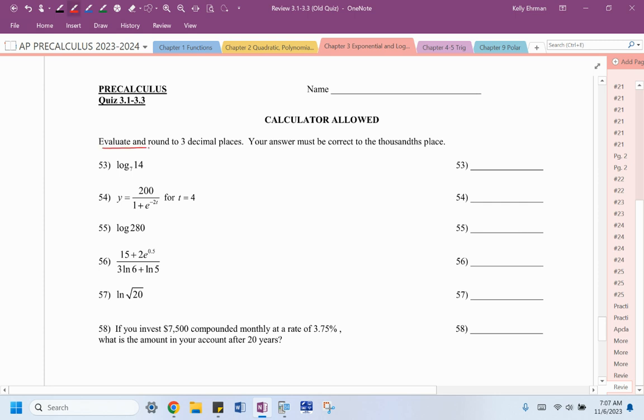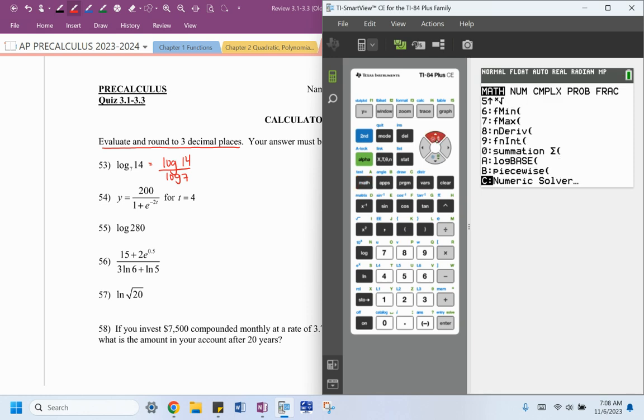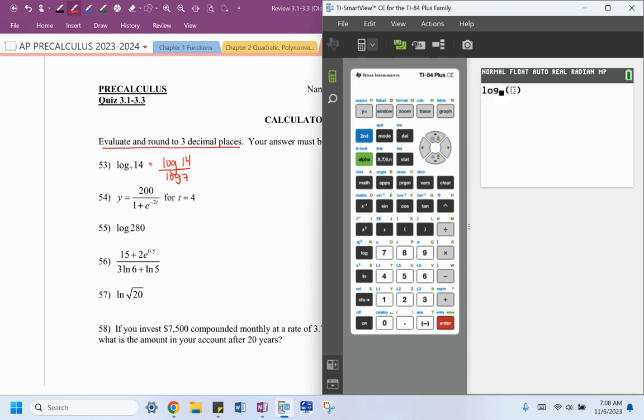So evaluate and round to 3 decimal places. I can use change of base for this, log of 14 over log of 7. Or I think I showed you, math further down is log base. I don't mind if you use this because it's there. Why not use it?